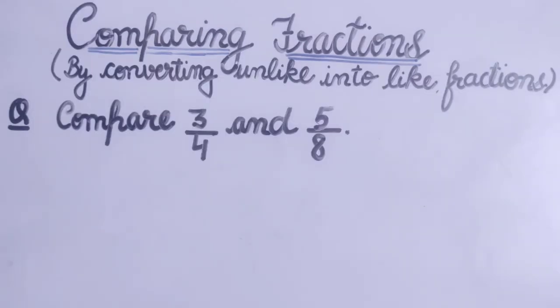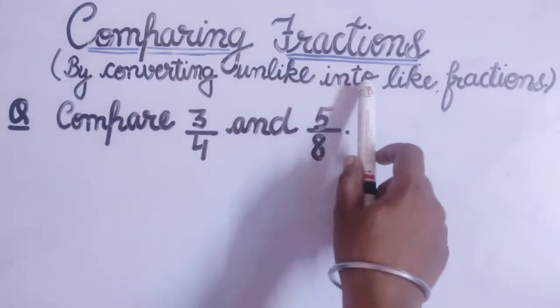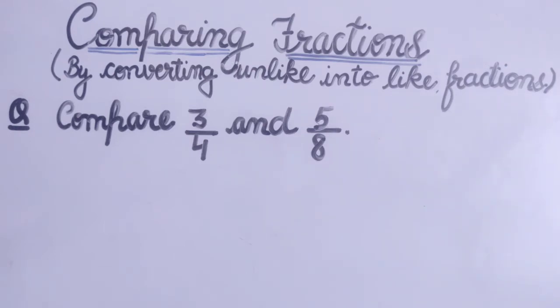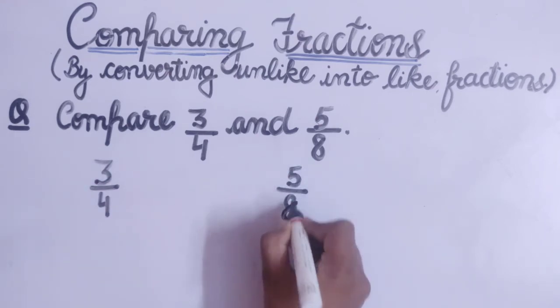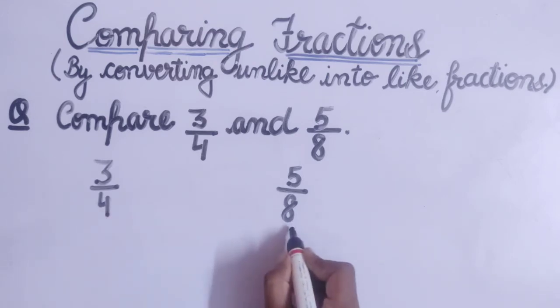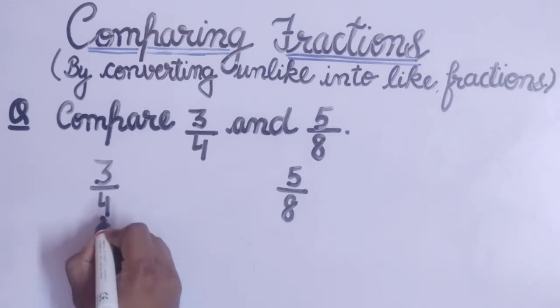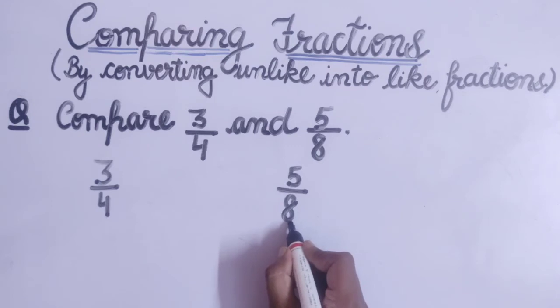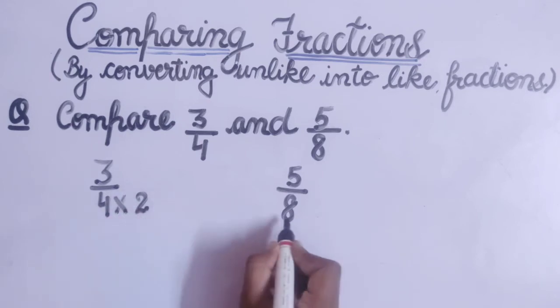Now students, we will compare two unlike fractions by converting them into like fractions. See here, two fractions are given to us: 3 by 4 and 5 by 8. The denominators are not the same, so what will we do? We have to make the denominators the same. Which denominator is smaller? The smaller one is 4. What can we do with 4 so that it becomes 8? If we multiply 4 by 2, then it becomes 8.